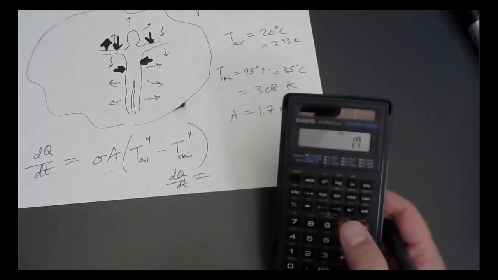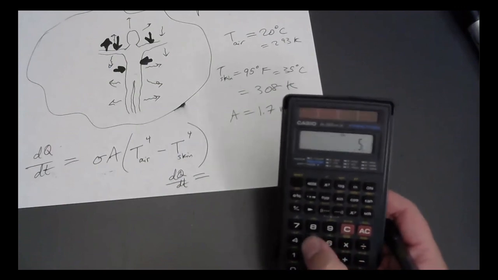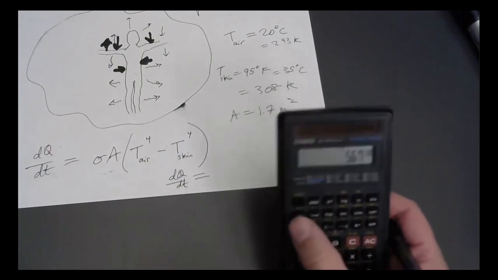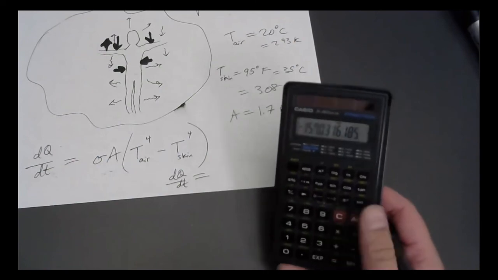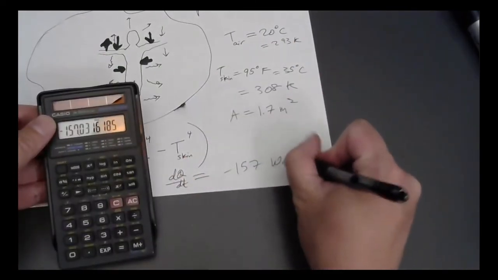But here's where the number gets brought far down. Multiply by the Stefan-Boltzmann constant, times 5.6.7.8. Love that. And I find negative 157 watts.